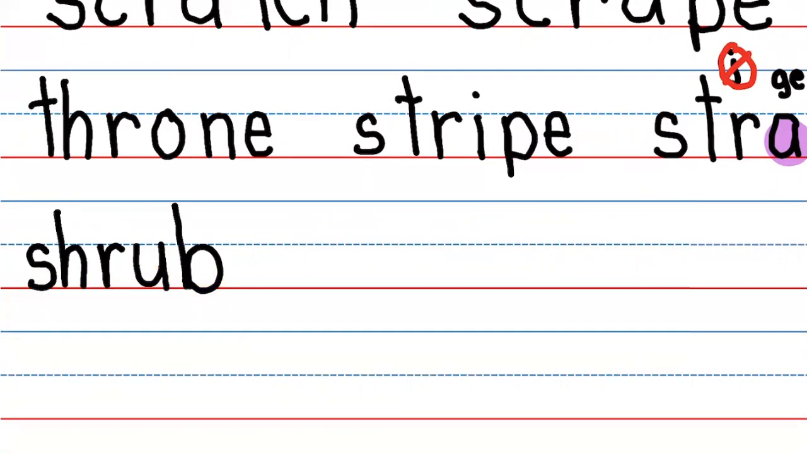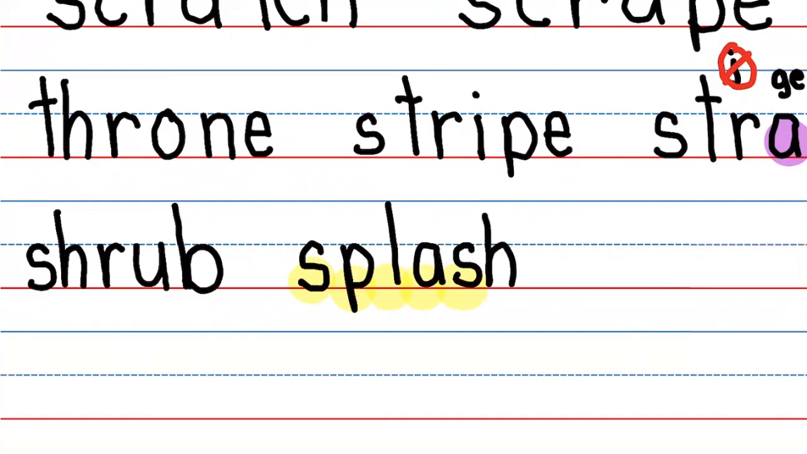Next word, splash. I will splash in the water. The sounds are splash. Spell them. Splash. And I use SH to say sh at the end of a word. Say the sounds. Splash.